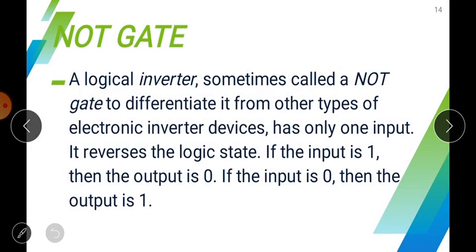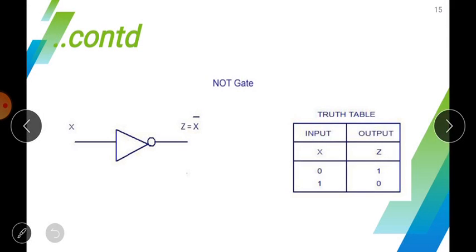Now moving forward, this is the NOT gate. This is the simple inverter circuit. It means if the input is 1, then the output is 0, and if the input is 0, then the output is 1. This is the symbol of the NOT gate, and when you are implementing a NOT gate in any Boolean logic, you just need to draw a bubble, and it shows that the NOT gate is included here.